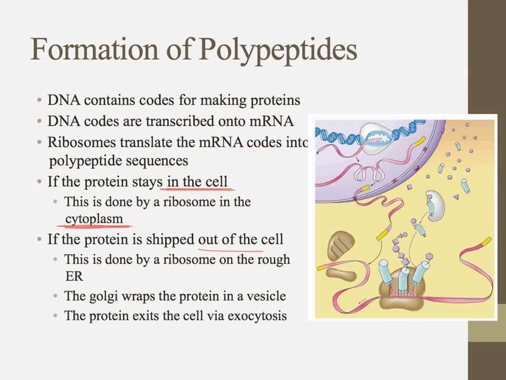If it's supposed to be shipped out of the cell, like let's say you're a pancreatic cell and you're trying to produce insulin, you don't need the insulin in the pancreas, you need it other places. You've got to get it out of that cell. Well, that's going to be done by a ribosome on the rough ER, because the rough ER is then going to hand that off to the Golgi. The Golgi is going to wrap that up in a vesicle, and then it's going to ship that sucker out of the cell via exocytosis. So a lot of times, understanding where a protein is synthesized is going to tell us a lot about what that protein is used for.